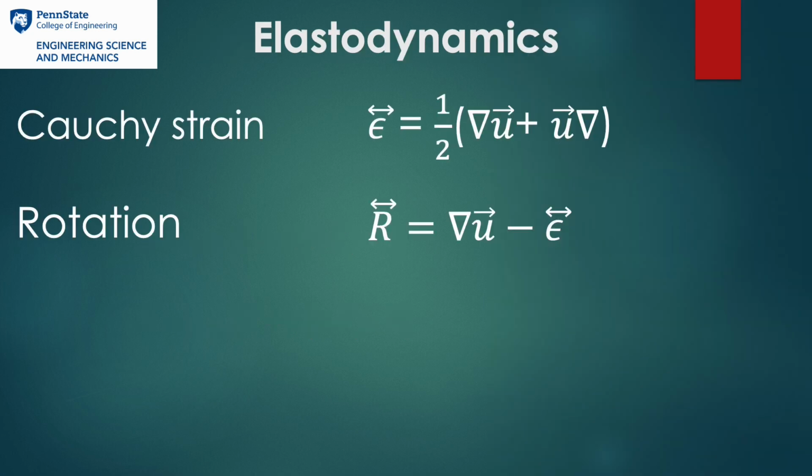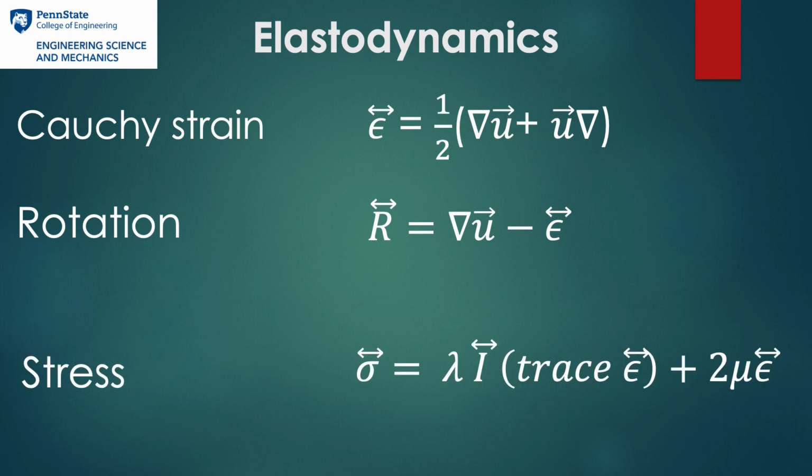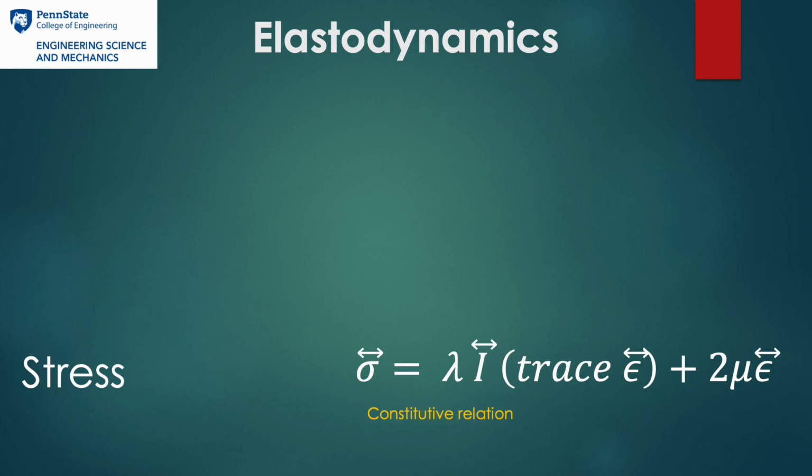With U now denoting the displacement vector, we have the Cauchy strain epsilon as the symmetric portion of grad U and rotation R as the antisymmetric part of grad U. We also have the stress, which is related to the Cauchy strain through two Lamé constants, lambda and mu. This equation is a constitutive relation for isotropic materials.